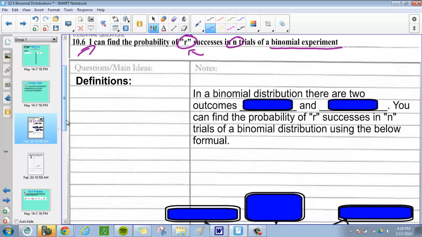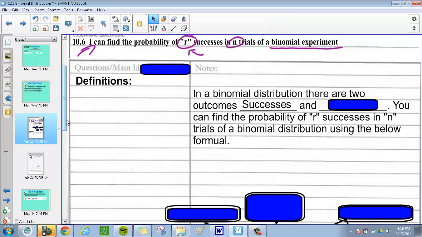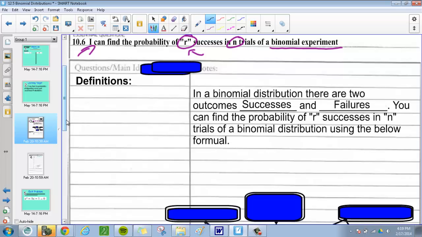In a binomial distribution, there are two outcomes that you can have. You can either have a success or have a failure, like we kind of talked about before. For an example, let's say we want to flip a coin, and we're going to be successful if you get a head. So a success is equal to getting a head.